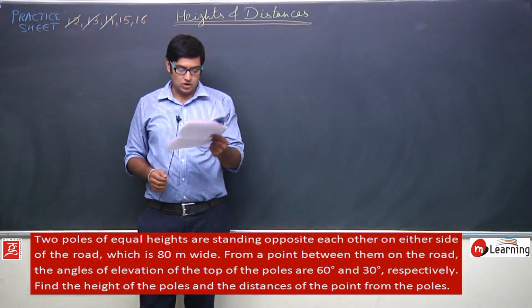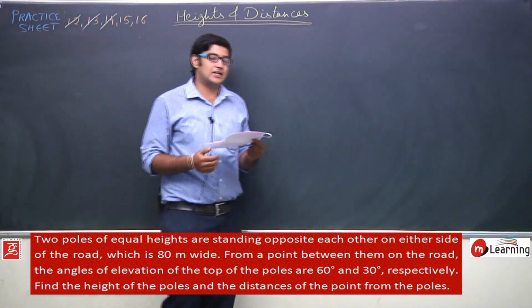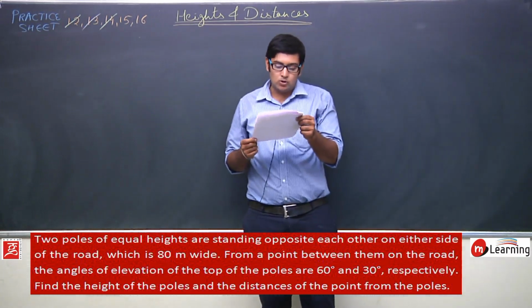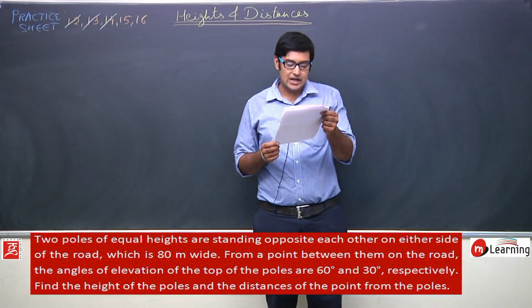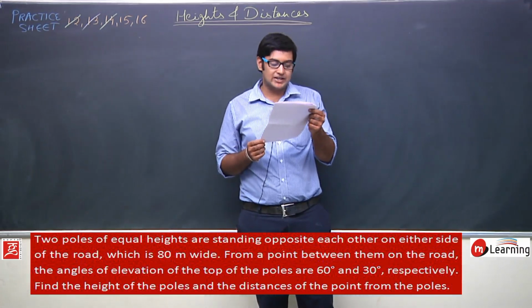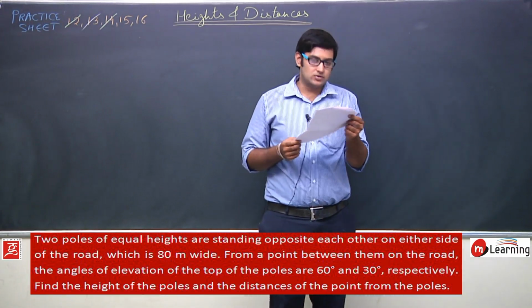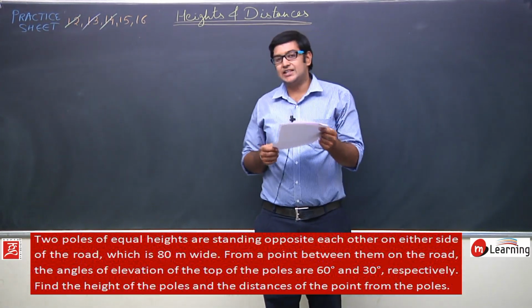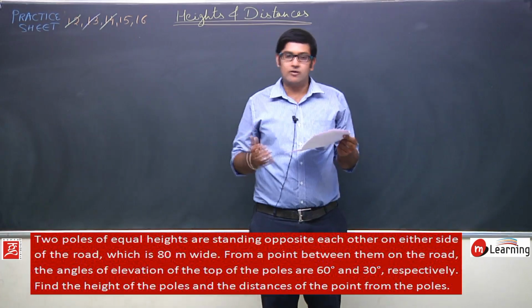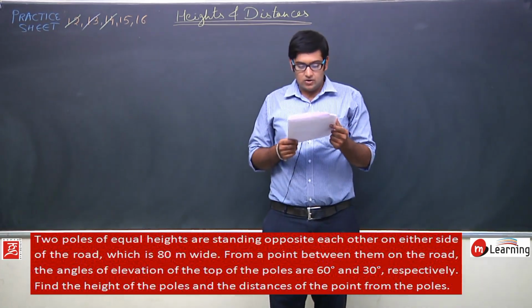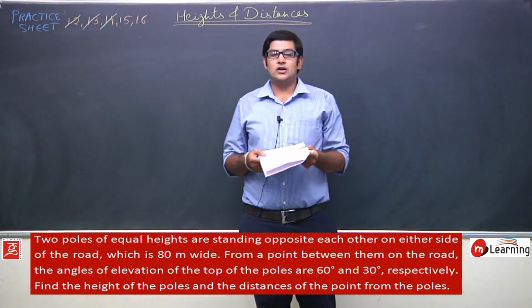Okay, let us now solve question number 15 from the practice sheet. Question number 15 says, two poles of equal heights are standing opposite each other on either side of the road. So it says that there are two poles which are of equal heights. They are standing opposite to each other on either side of a road.